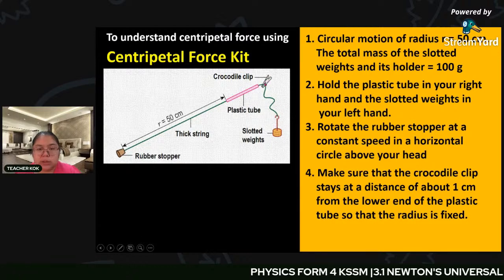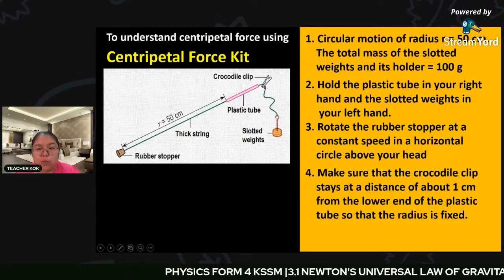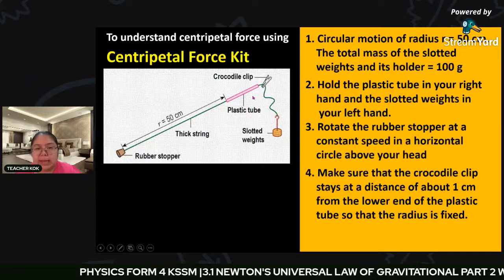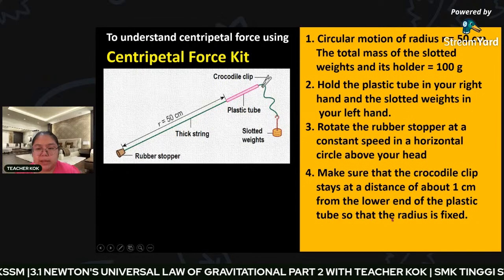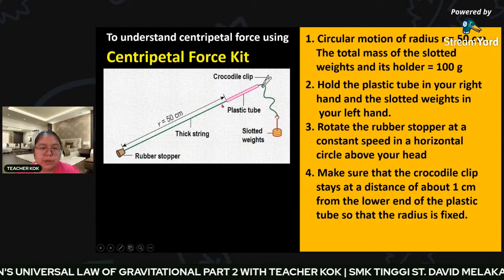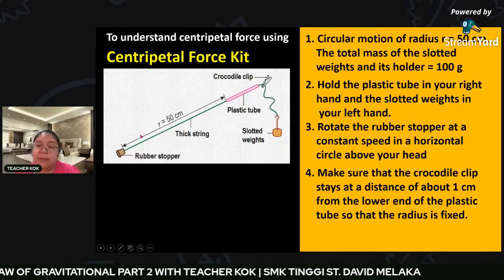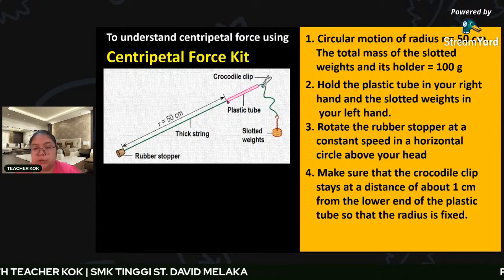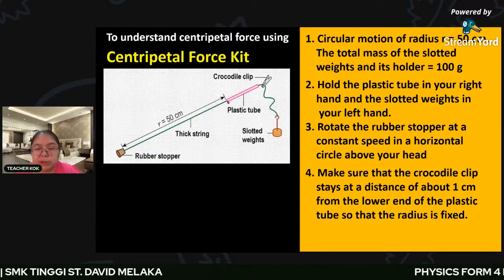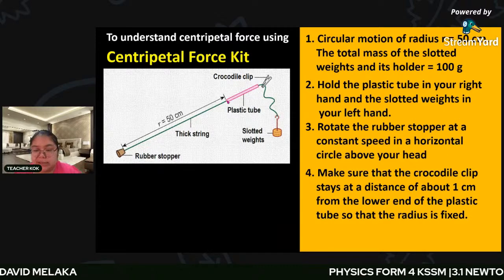So this one crocodile clip, you put around 1 cm lower than the plastic tube. Okay, and also the plastic tube, so that the radius is fixed. So that means you want to make sure it's 50 cm. Okay, don't let the string move anymore. So this one we make sure. Now you want to rotate, make sure the radius already is 50 cm.